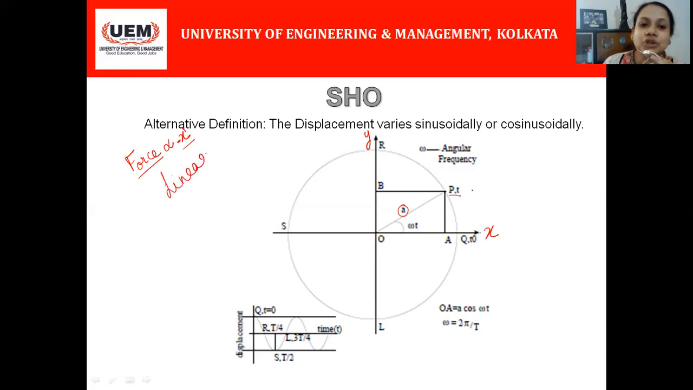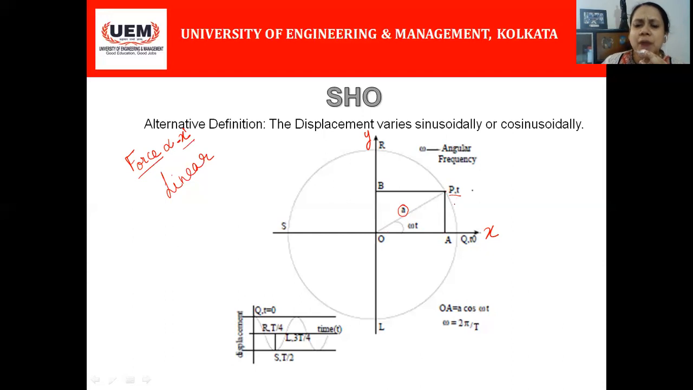And as the motion is linear, in order to depict the displacement, I would be taking the projection of the position P of the particle either along the horizontal axis or x-axis, or along the vertical axis or y-axis. So in this case, I choose to depict the displacement as its projection along the horizontal axis or x-axis.